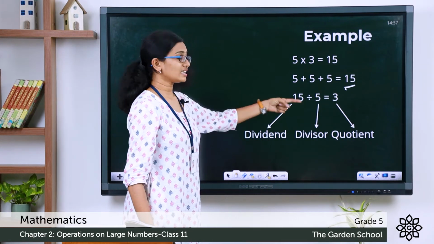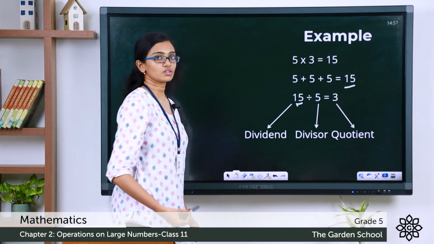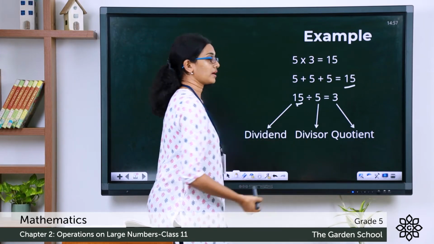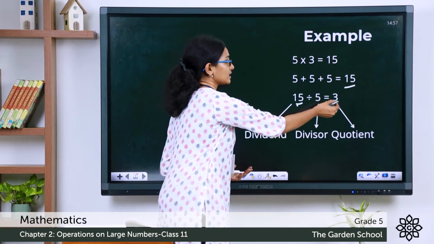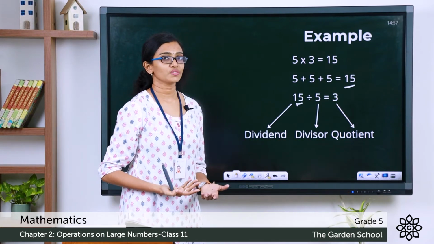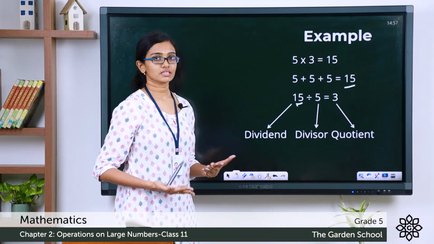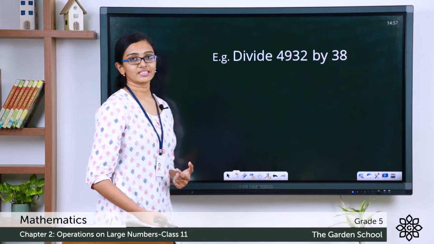And in this division fact, this is the dividend, or the number that we are dividing, and this is the divisor, or the number with which we are dividing, and the answer that we get, the result of the division, is called the quotient. So, with these things in mind, let's see a different example.